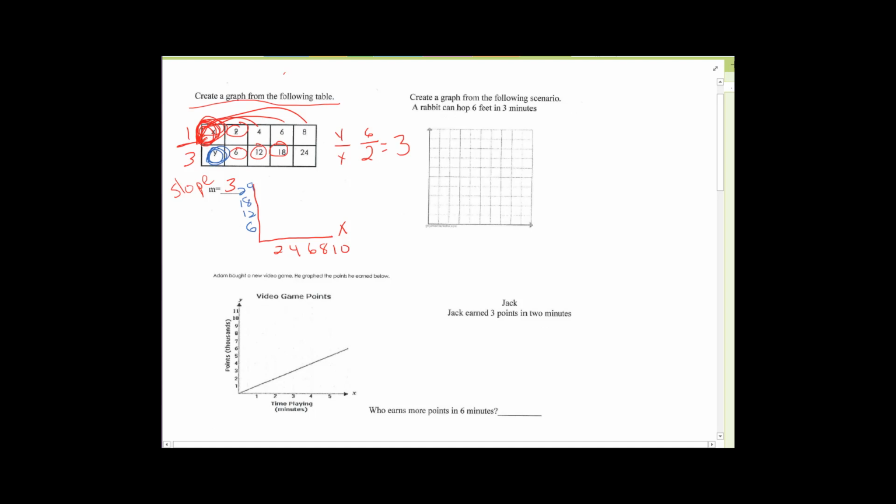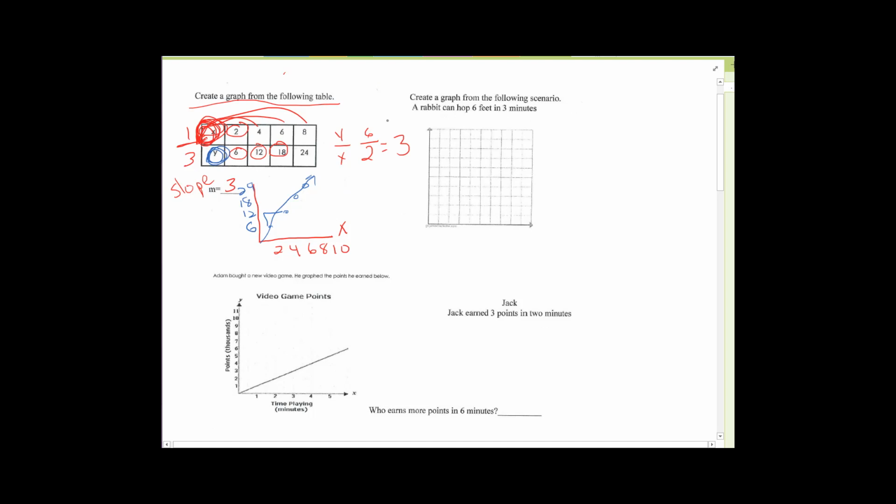I know on my graph that when x is 2, y is 6. So that goes there. When 4 is x, y is 12. 6 and 18, 8 and 24. So there would be my graph, and it shows that it goes consistently up at 3. So I go up 3 and over 1 on this graph here, okay? So that's the first one.